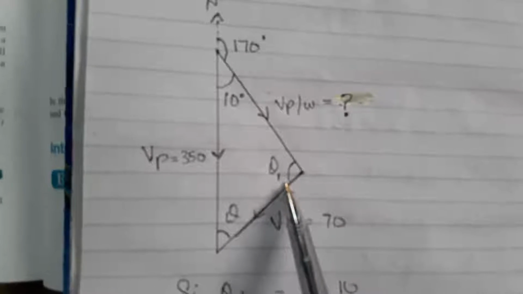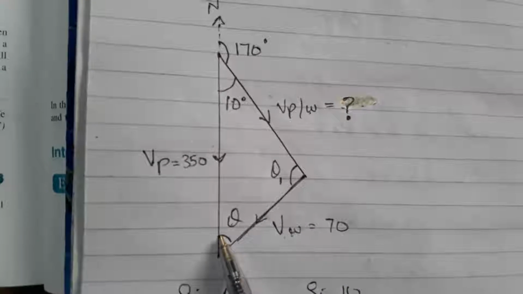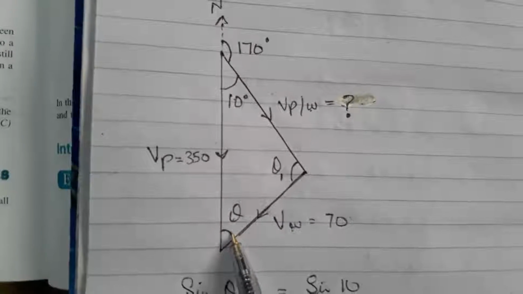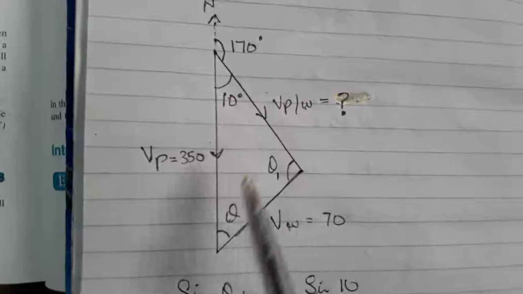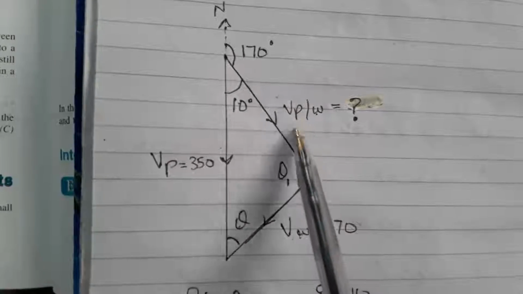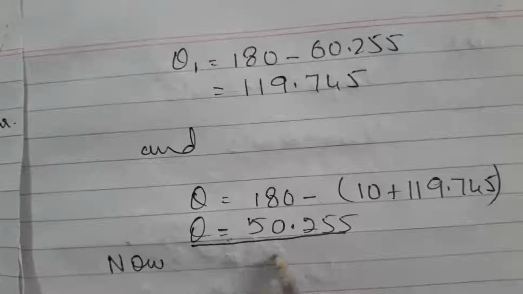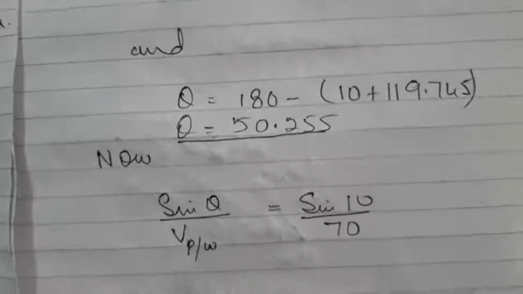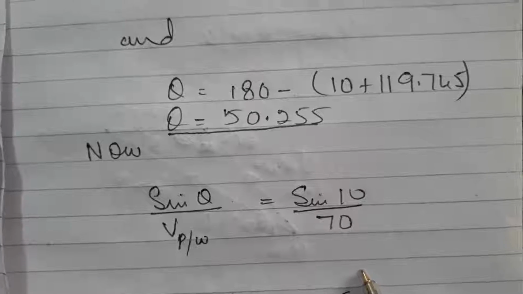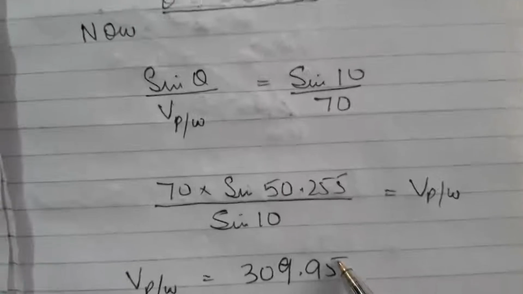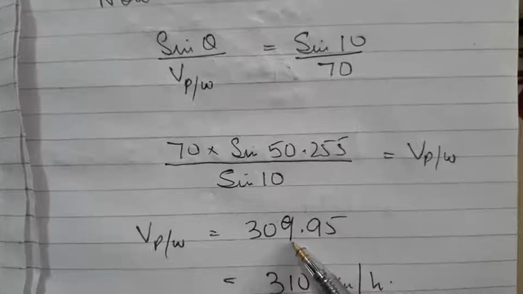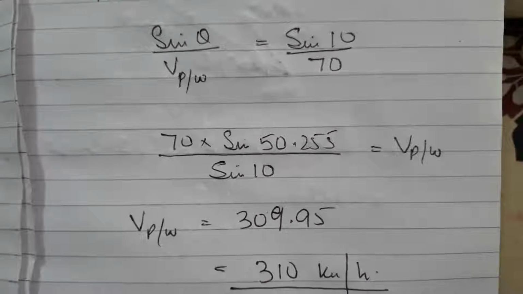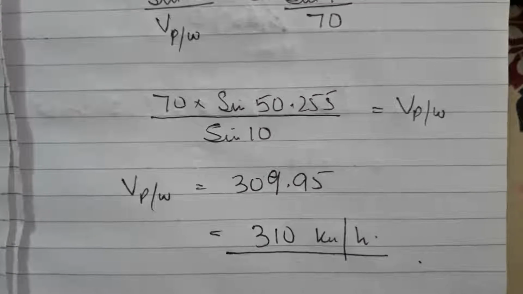Now to find this angle here, we will add up these two angles. So it is 10 degrees and this is 119. Subtract it from 180 to get this answer. Why do we need it? So that we can apply the sine rule again and find this speed here. So when we subtracted it from 180 degrees, we got 50.255. And then we apply the sine rule. And from the sine rule, we have found the velocity 309.95, which in three significant figures will be 310.